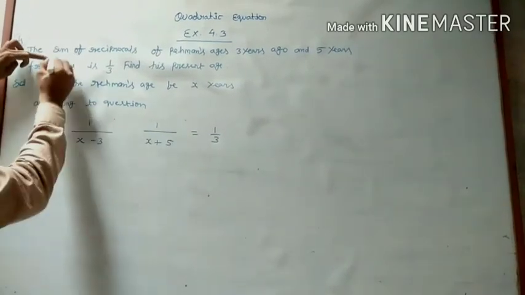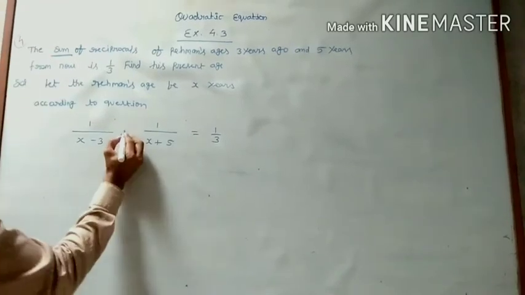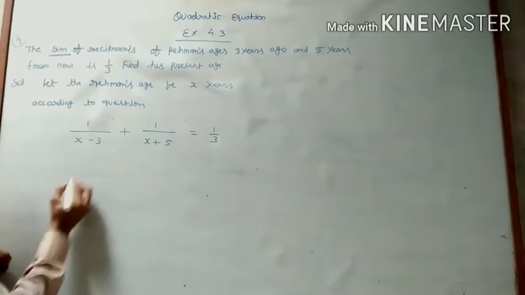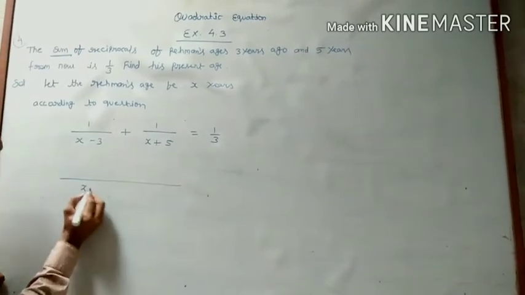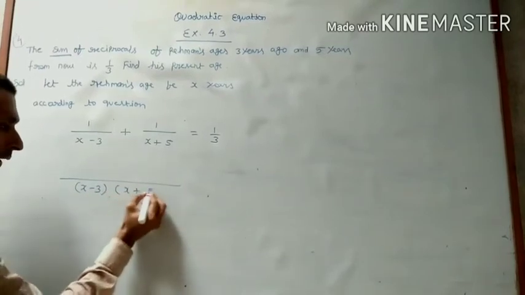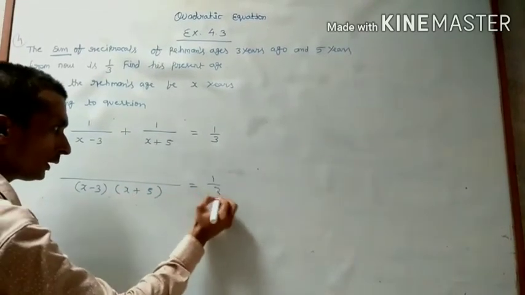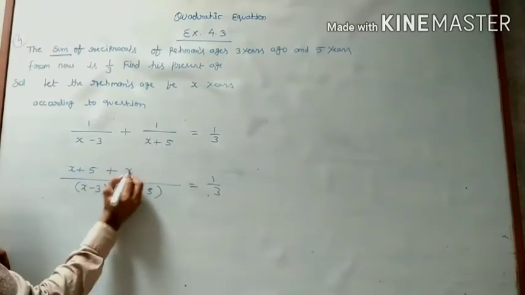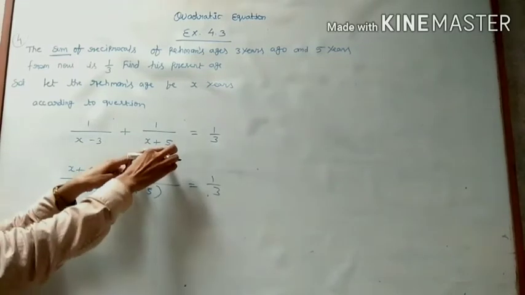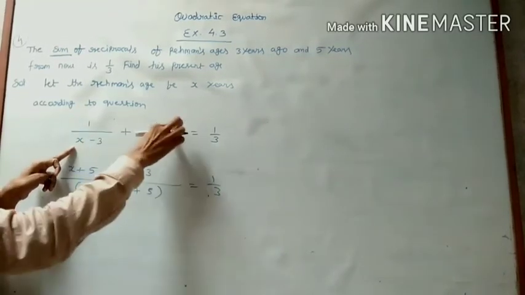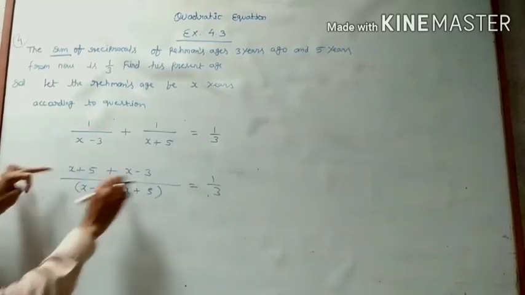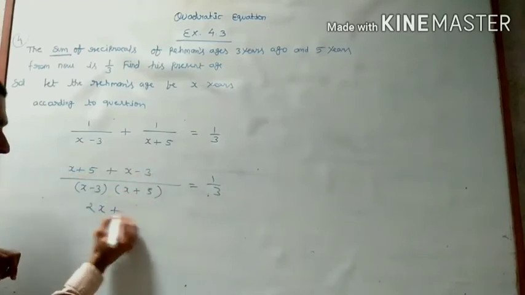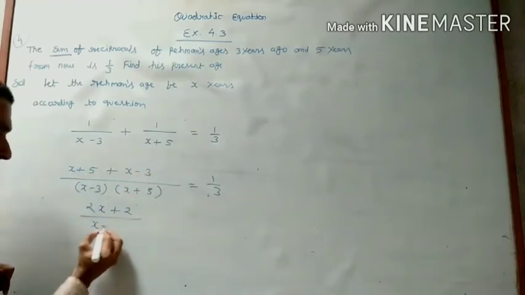The sum. Here the word sum is written, so you have to put the positive sign. First of all, you have to calculate by taking the LCM. LCM is x minus 3 and x plus 5 equal to 1 upon 3, and so you have to multiply x plus 5. The next is x minus 3. Any doubt here? This number multiplies by 1 and this number multiplies by this one, and the positive sign as it is. x plus x, how much? That is 2x. 5 minus 3 is 2, so plus 2 upon x minus 3.